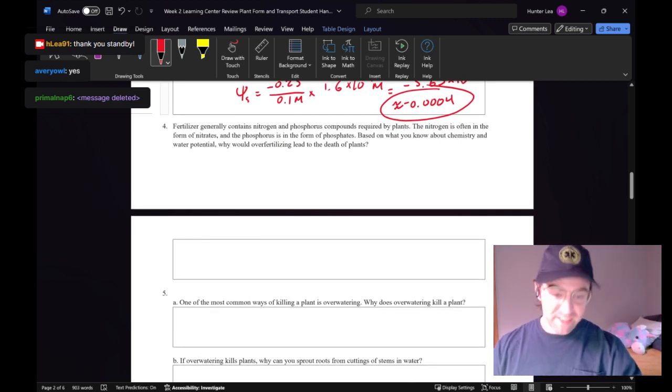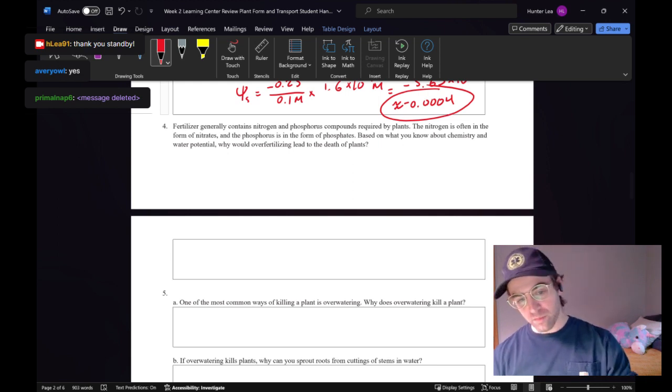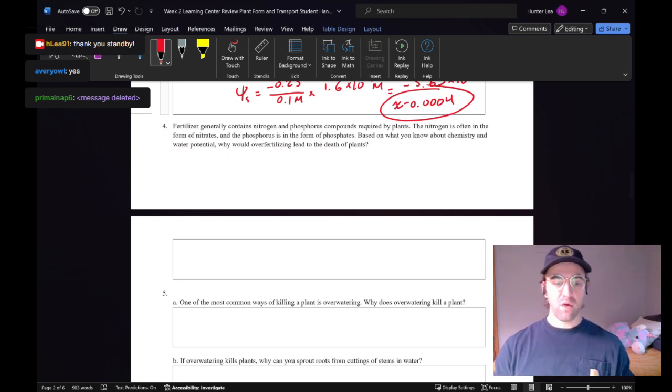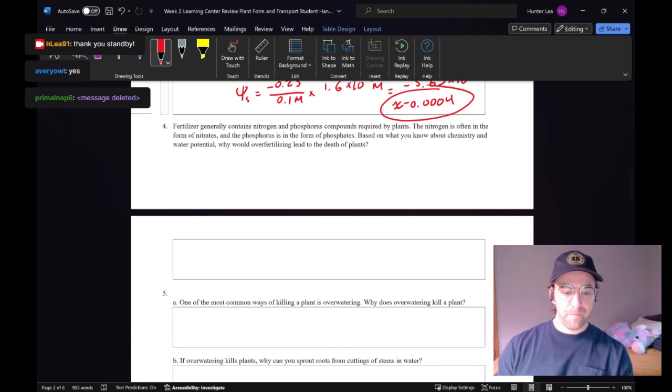Fertilizer generally contains nitrogen and phosphorus compounds required by plants. The nitrogen is often in the form of nitrates, and the phosphorus is in the form of phosphates. Based on what you know about chemistry and water potential, why would over-fertilizing lead to the death of plants?